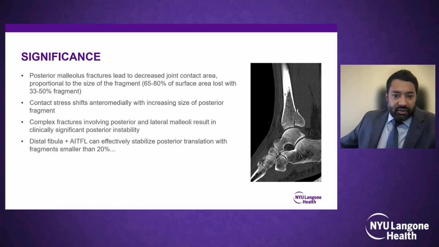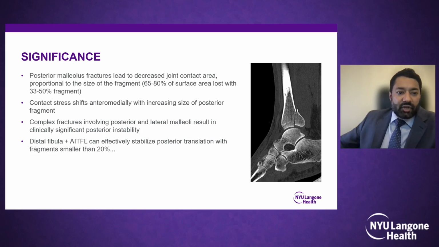So posterior malleolar fractures are very significant. More recent data has shown that the posterior malleolus is a huge contribution to the overall surface area of the joint, and that's probably due to the rectangular profile of the plafond. So losing anywhere from 33 to 50% of the posterior malleolus results in a 65 to 80% decrease in the total surface area lost. It's been shown that contact stresses shift anteromedially with increasing size of a posterior malleolar fragment, and this results in clinically significant posterior instability.